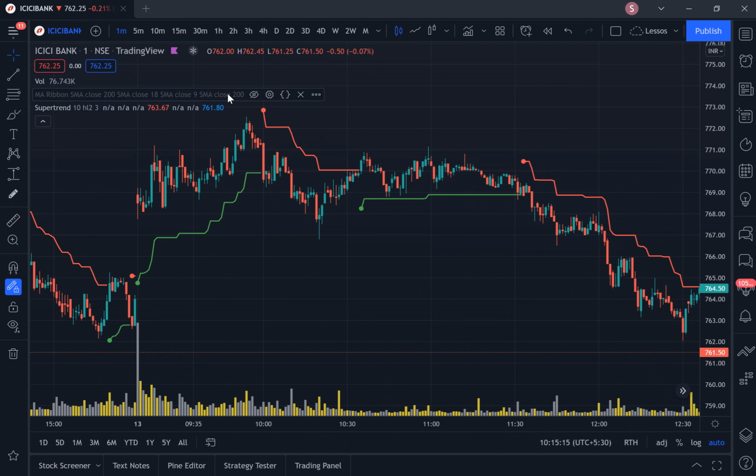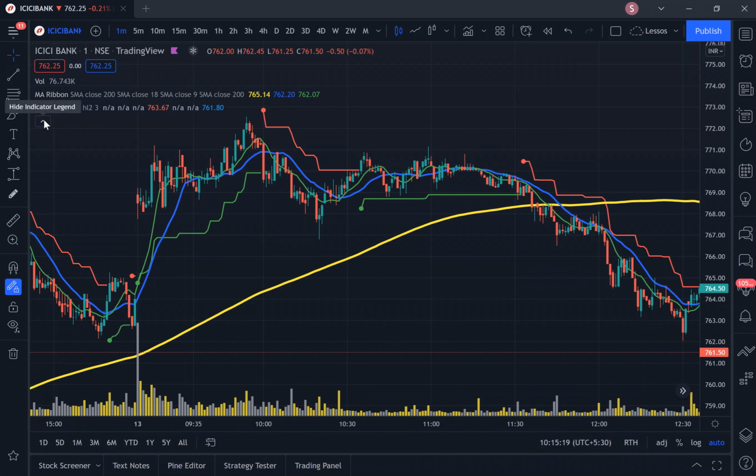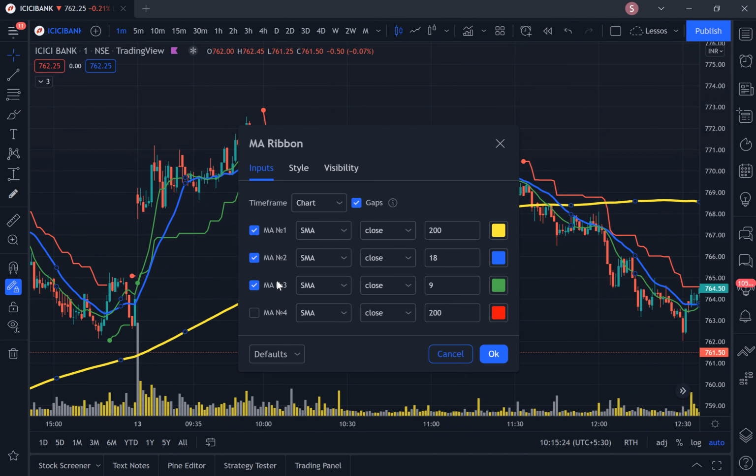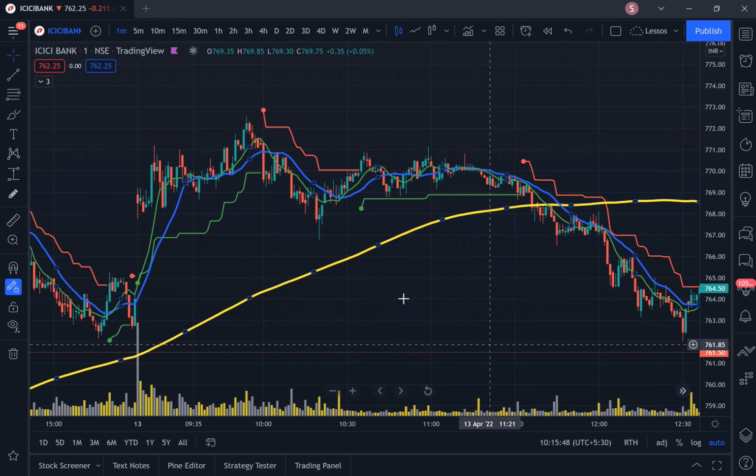So you put in the moving average indicator here, and you have to have 3 moving averages. The first one is 200, that is the yellow one. The second one is 18, that is the blue one, and the third one is the 9 period moving average, that is the green one. So three moving averages. The fourth one is mentioned 200 here, but it's deactivated, so I'll not activate it. So 200, 18 and 9 you have to take and press OK.